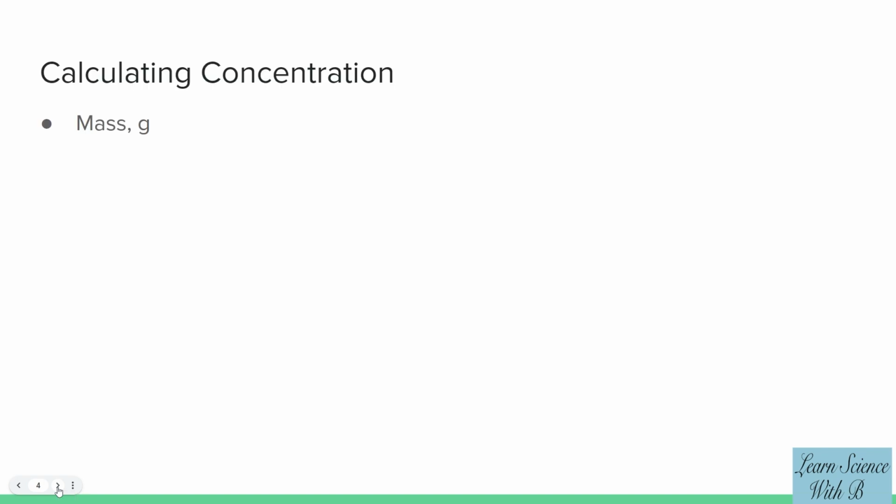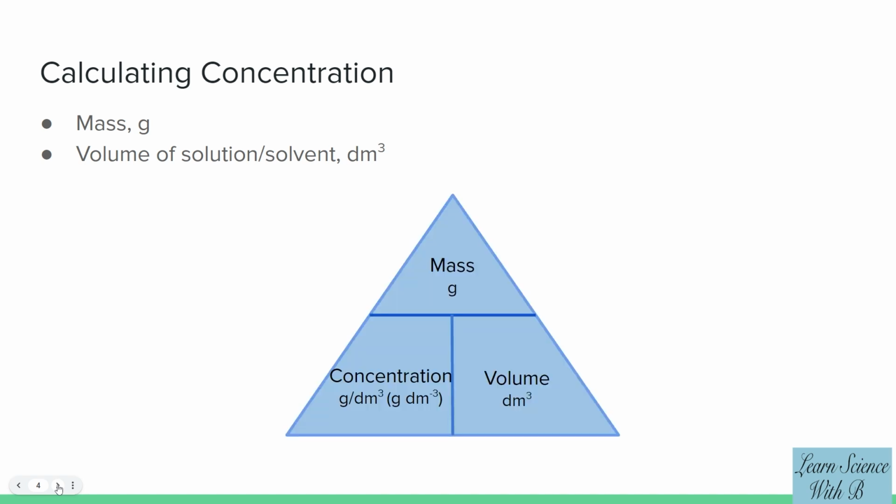Calculating concentration. The concentration of a solution can be calculated using the mass of dissolved solute in grams and the volume of solution, or solvent, in cubic decimeters. Concentration equals mass divided by volume. Let's look at an example.